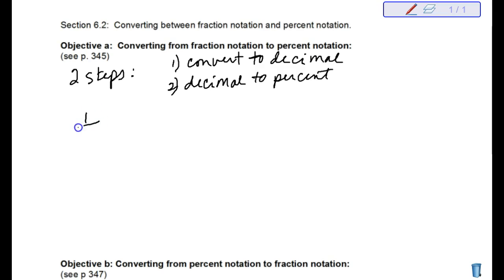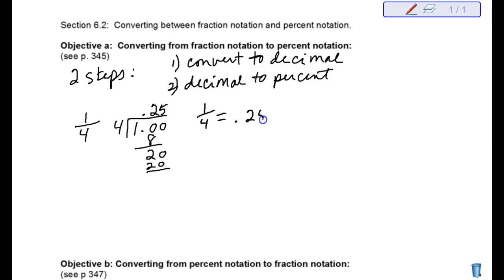Let's take a look at 1/4. I want to take 1/4 and convert it into a percent. So to convert it to a decimal, I divide. I will take my 4 and divide it into 1. Oh, problematic, isn't it? Because 4 doesn't divide into 1. So I'll add a 0. 4 goes into 10 2 times. I have a remainder, so I'll add a 0 and bring it down. 4 goes into 20 5 times, and that ends it, doesn't it? So 1/4, its decimal equivalent, is 0.25.